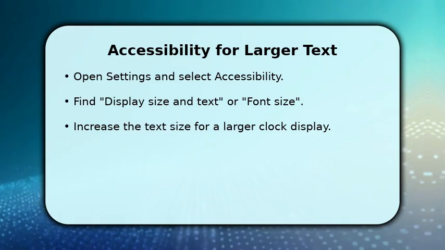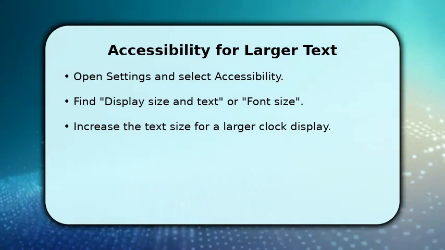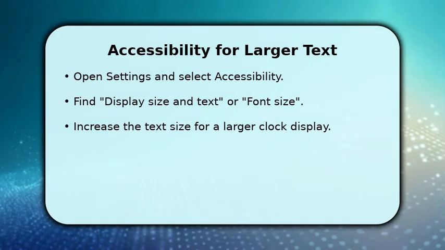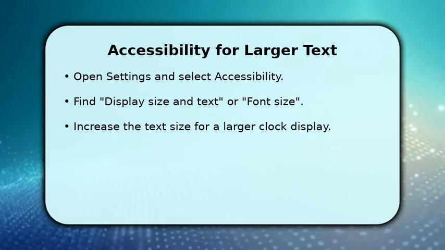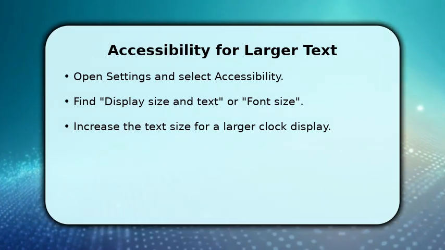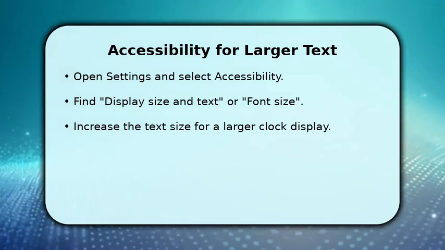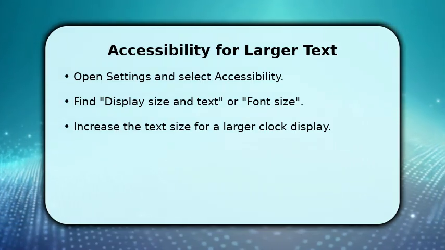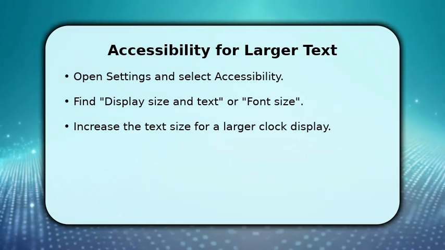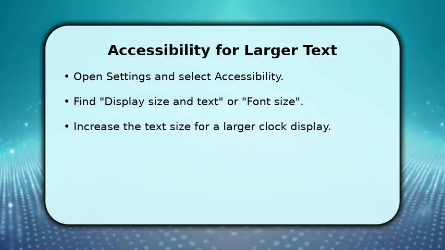Go to your settings, then tap Accessibility. Here, you'll often see options such as display size and text or a dedicated font size setting. By increasing the font size here, not only will your system text become larger, but the time displayed in your status bar and on your lock screen will also expand, providing a clearer view.